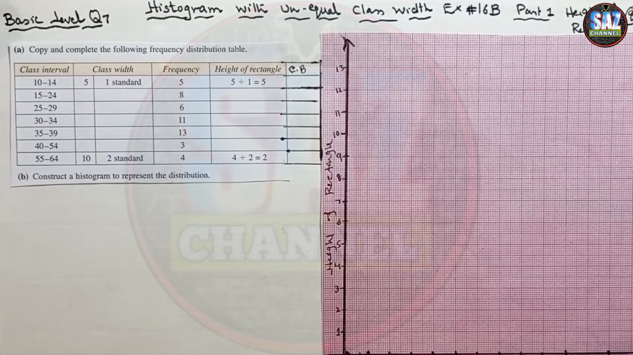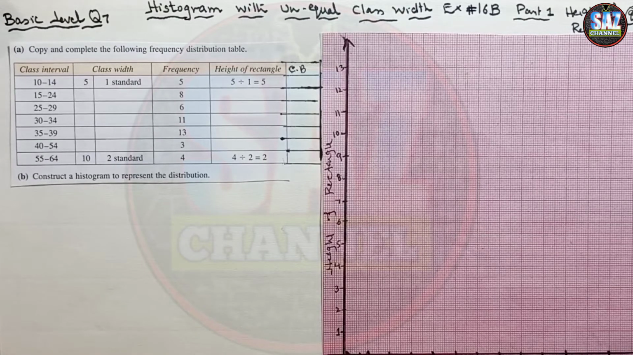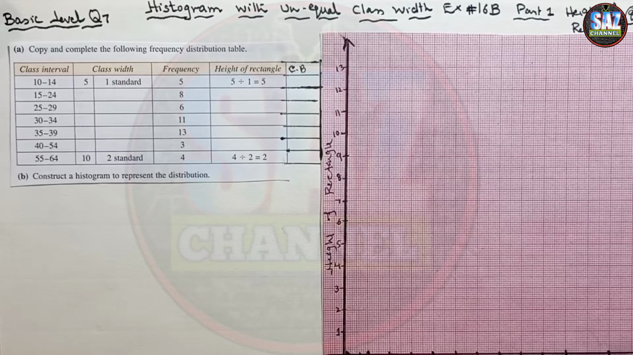This is my 8th lesson of D2 chapter number 16, exercise 16b, that is about the construction of histogram with equal and unequal class width. Construction of histogram is one of the most important articles of the O-level examination. So all those students who are going to appear in their O-level examination and rest of the O-level students, they all have to watch and understand these lessons properly so that you can get good marks in your O-level examination and you can grasp the concept easily.